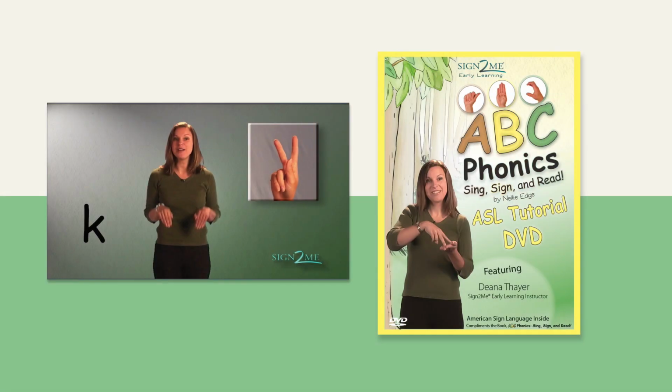K. To make the sign for kangaroo, put your hands in front of your body and hop them up and down, like a kangaroo jumping. Kangaroo. You can continue studying this free YouTube video on our ABC tab, or you can bring the new ABC Phonics DVD with the slower tutorial into your classroom and learn right along with your students.